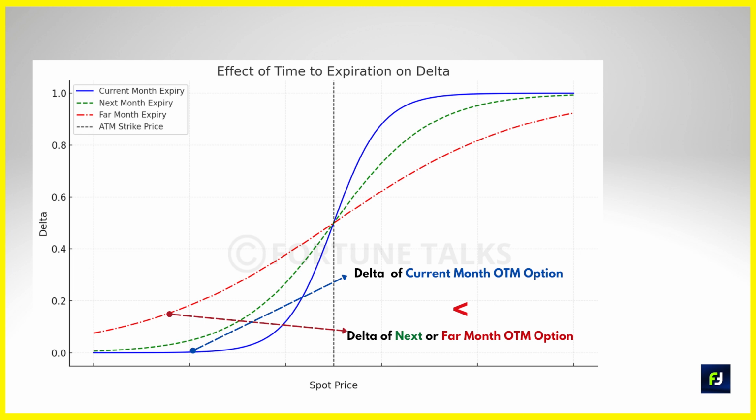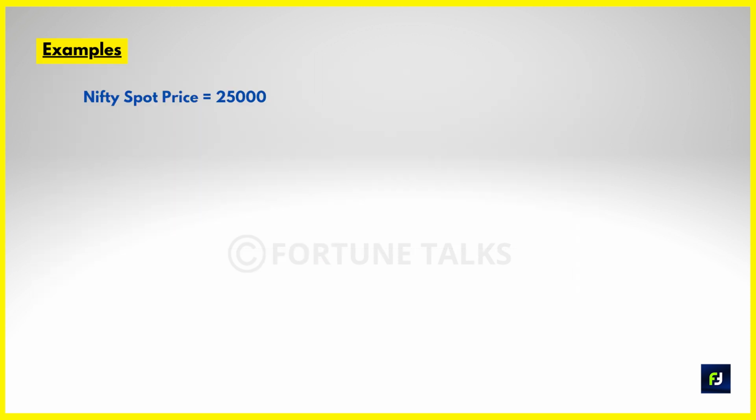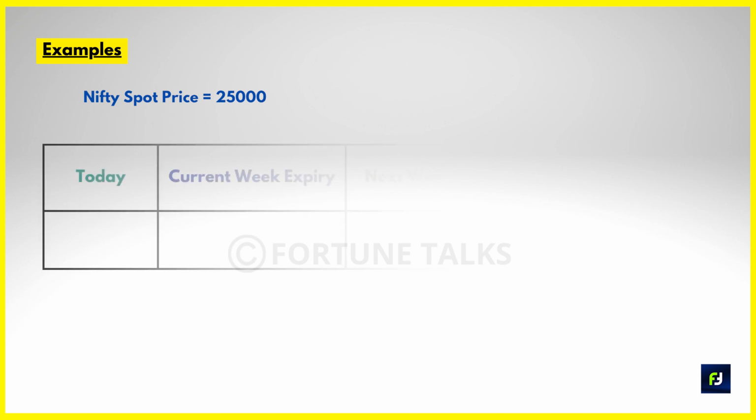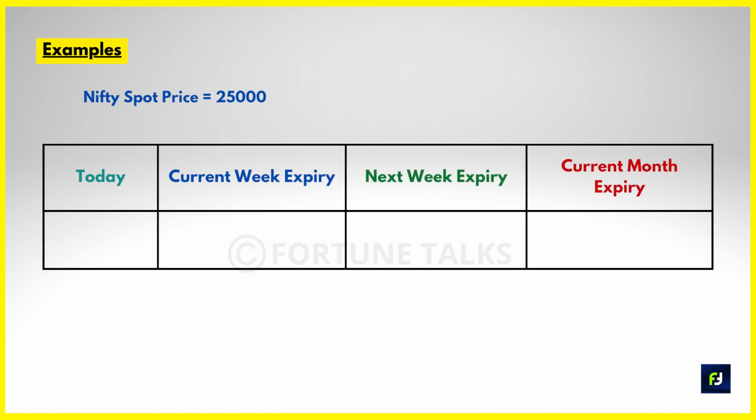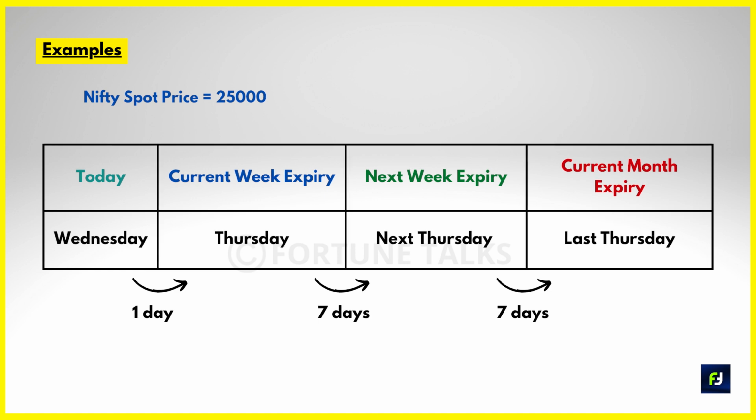Let us now understand the significance of this concept using an example each for both OTM and ITM call and puts. For each of these examples, assume that Nifty underlying was trading at around 25,000 in the spot market. We will also consider their expiration dates. These are the current week, next week, and current month expiries with a difference of 7 days between these expiries, and also assuming that all these days are active trading days. Today is Wednesday and current week expiry is happening tomorrow, which is Thursday.